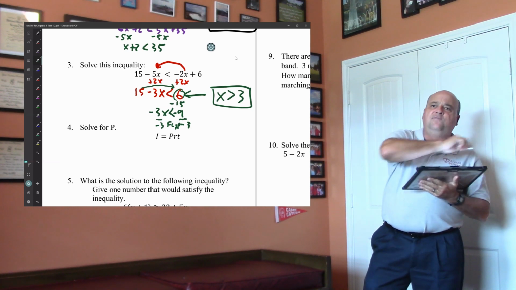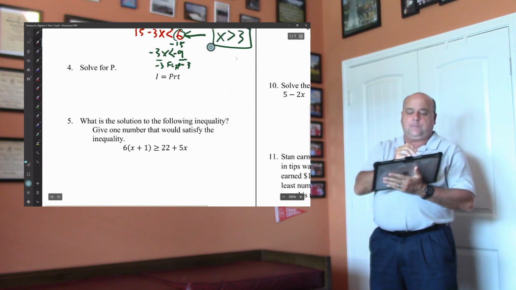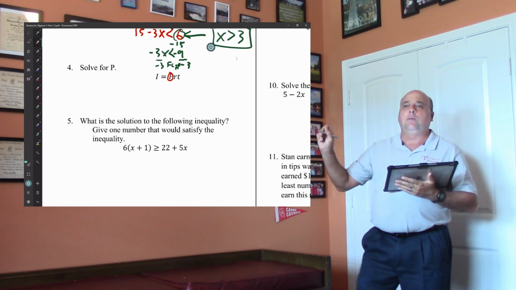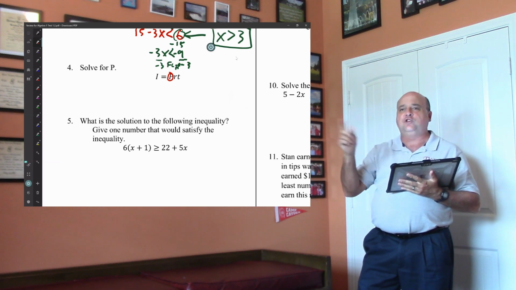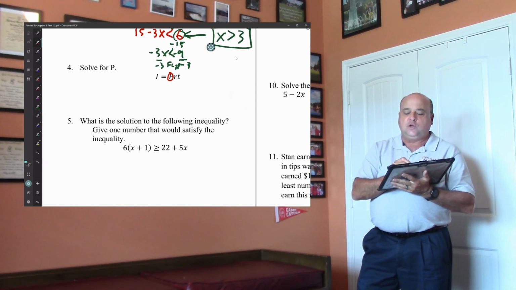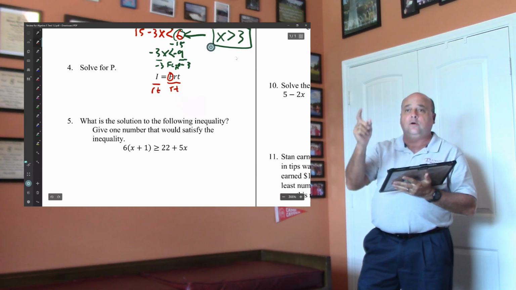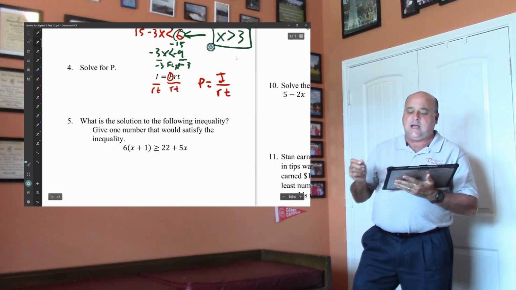Let's go to number 4. Number 4, solve for p. So let's circle the p. Now then, the key here is you're multiplying everything, right? So if you're multiplying everything, you're not going to add or subtract anything across. There is no fraction, is there? So when we move this RT across, it's going to go from the numerator into the denominator. So P will equal the interest divided by the rate times the time.